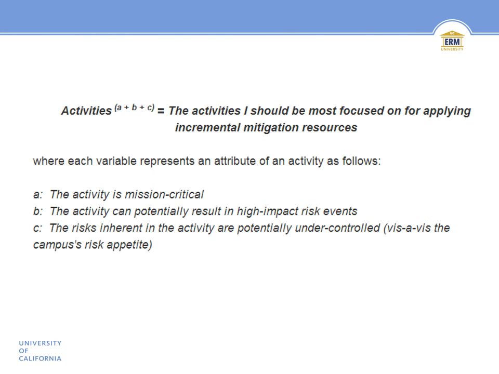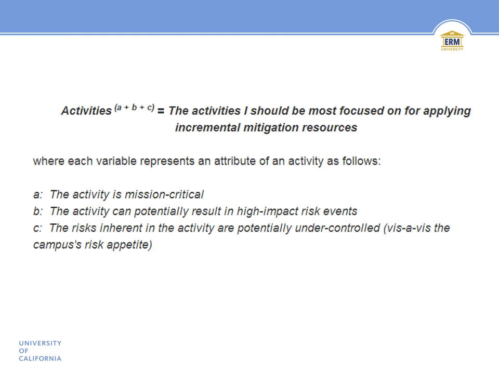So there's that word activities again. Some set of activities which have variables A, B, and C will yield the activities I should be most focused on for applying my resources. And so what are these variables? The variable A: activities that are mission critical. COSO, of course, is about risk, and COSO defined risk as threatening objectives. Your objectives are your high-level mission things. For Berkeley, for the University of California, it's teaching, research, public service. So that's what I mean by mission critical. They're the activities that really hit those things.